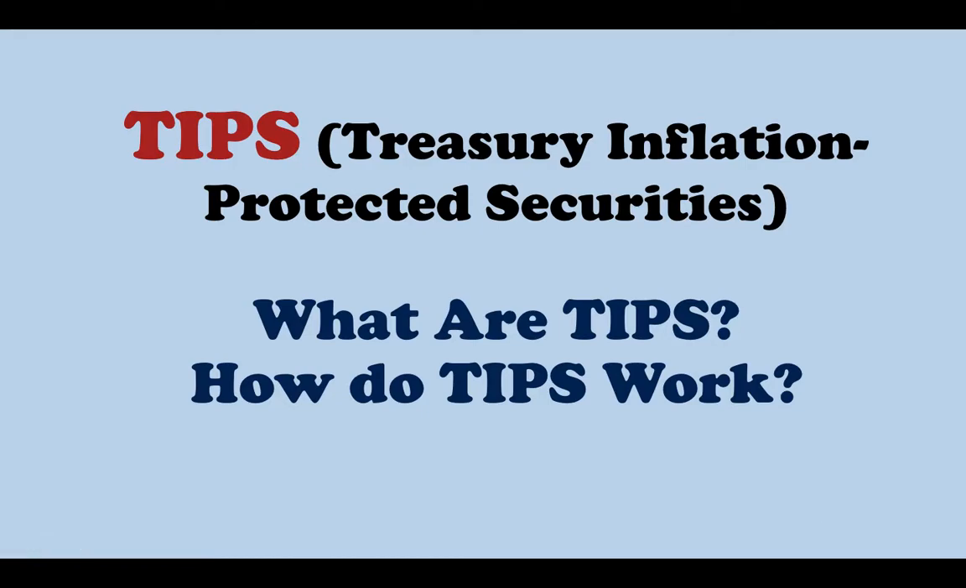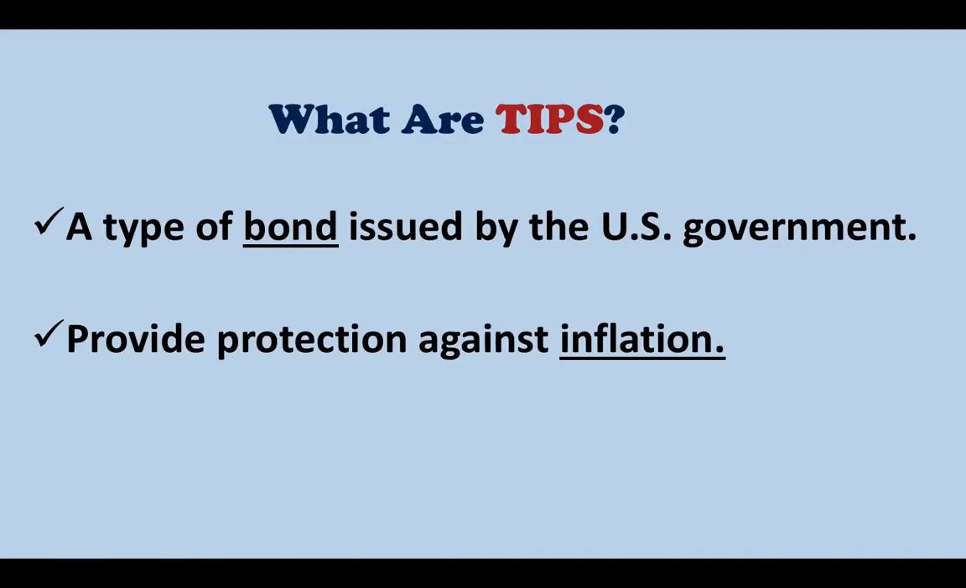Hi, in this video, I'm going to talk about TIPS. TIPS is a Treasury Inflation Protection Security. We're going to talk about what TIPS are and how TIPS work. TIPS are a type of bond issued by the U.S. government. So it's a bond that provides protection against inflation. It's an inflation protected bond, right?